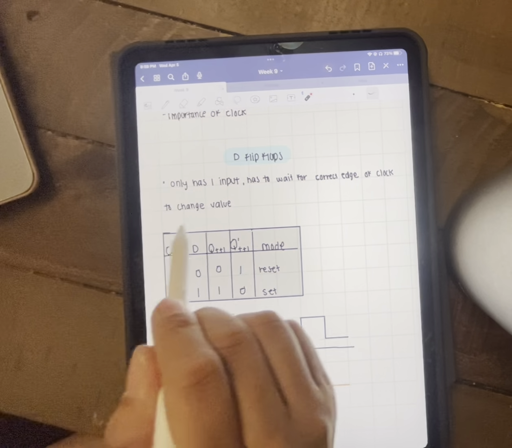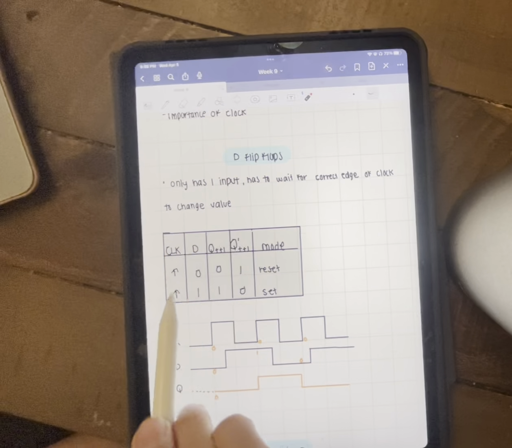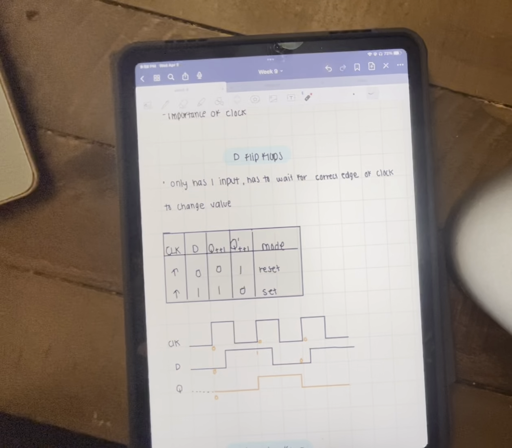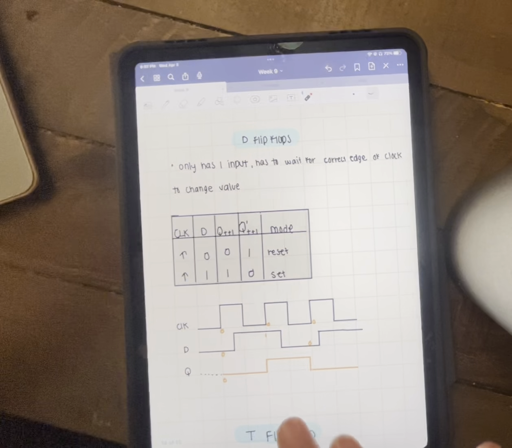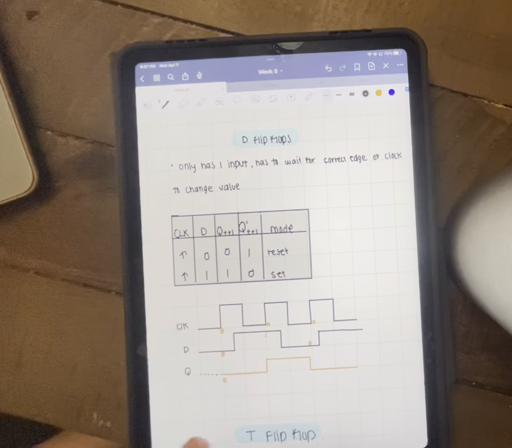In this case, we're going to be looking at the start. And then here we have the function table. When the clock goes up and D is at 0, then Q is 0, and it's going to reset. And if it's a 1, then it's going to set, and it's going to hold a value of 1.